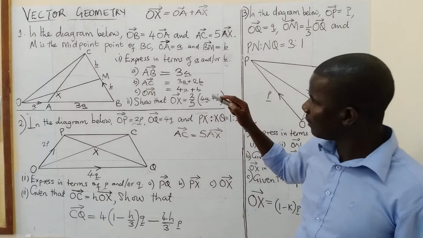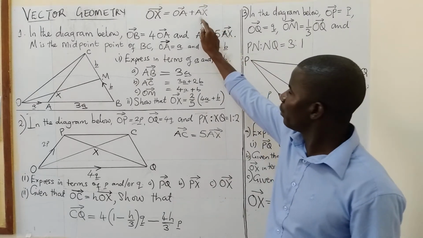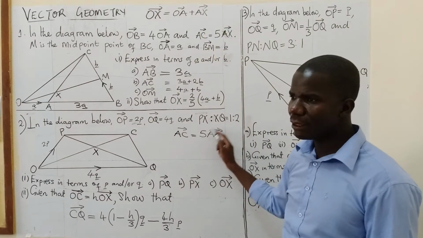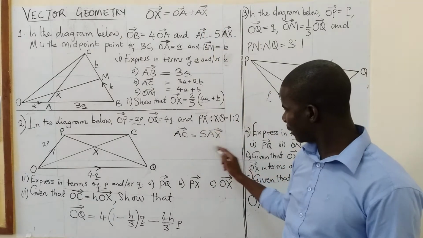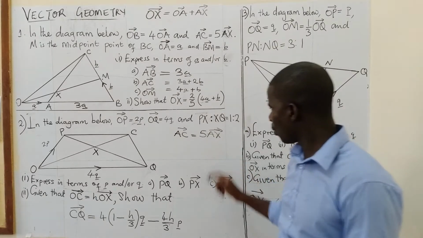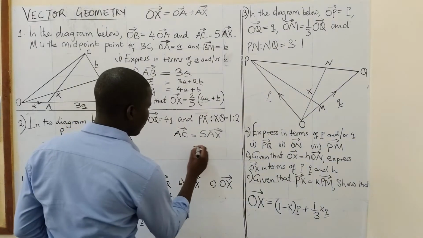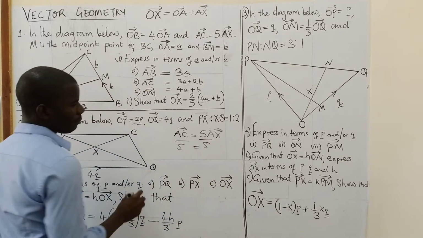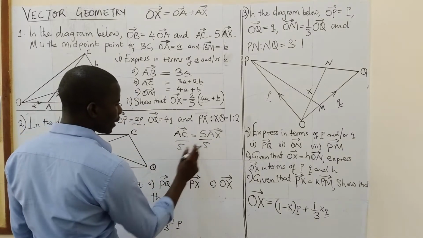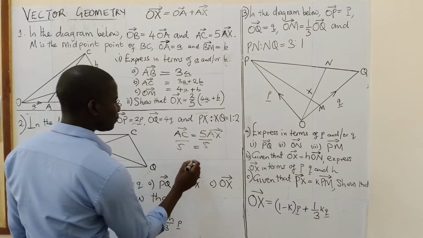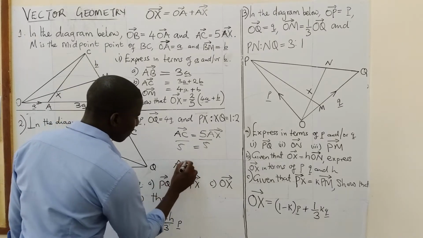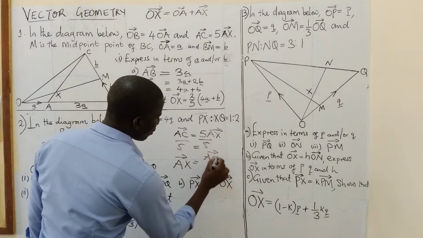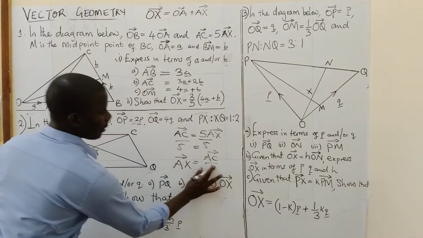Now, what we need here is AX. So meaning we need to get rid of this 5 here. So we need to divide both sides by 5. So we are going to get AX is equal to AC over 5.